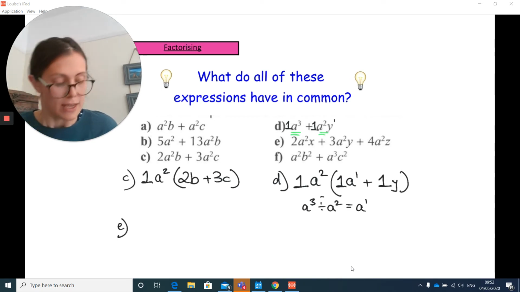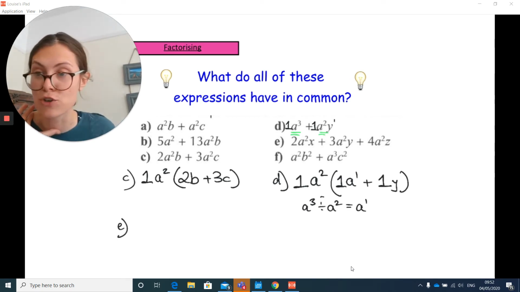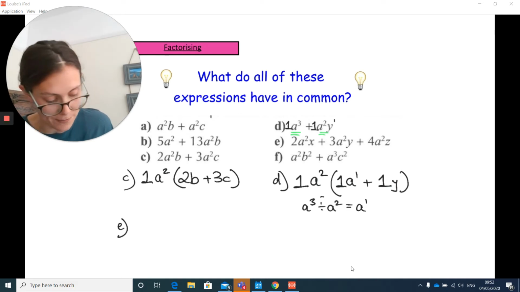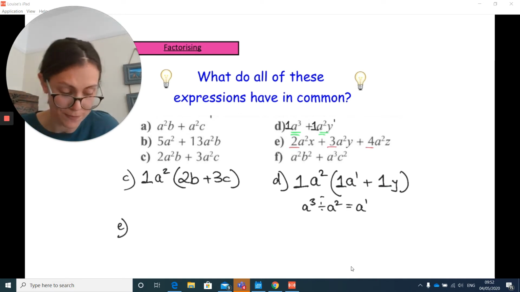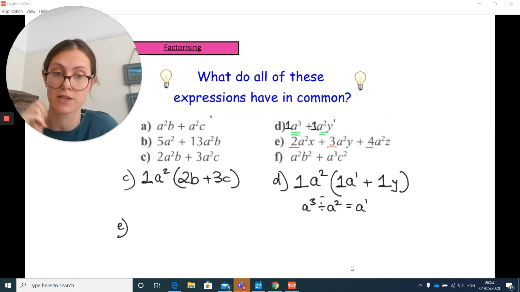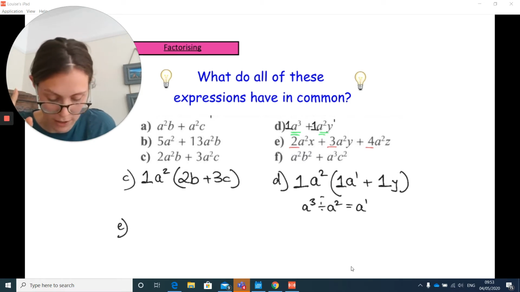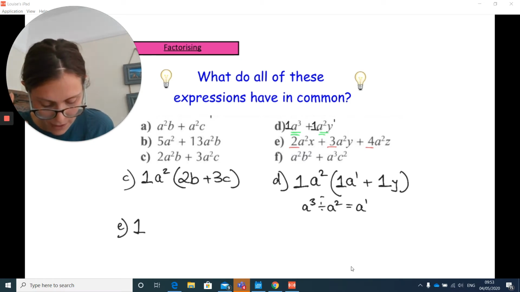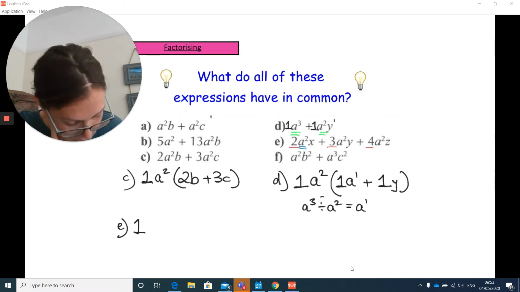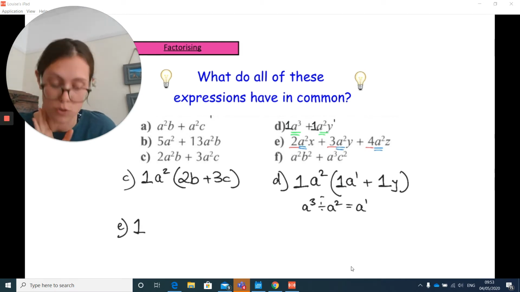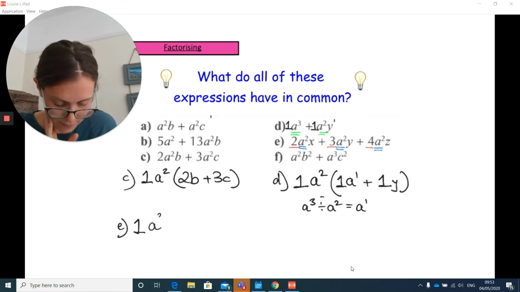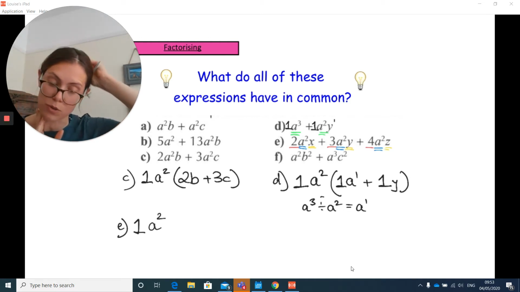Now E. Interesting because you've got 3 terms, but actually no harder. Okay, you look at your letters, look at your numbers, you've got a 2, a 3, and a 4. So they are co-prime with each other because there's no factor of 2, 3, and 4 that's in common except for the number 1. So the number 1 comes out. And now let's look at our letters. So to start with, you've got an A squared, an A squared, and an A squared. So we can take out A squared. Let's look at the X's. You've got an X, but there are no other X's. You've got a Y, but there are no other Y's, and a Z, there are no other Z's. So the only thing you can take out is a 1A squared.